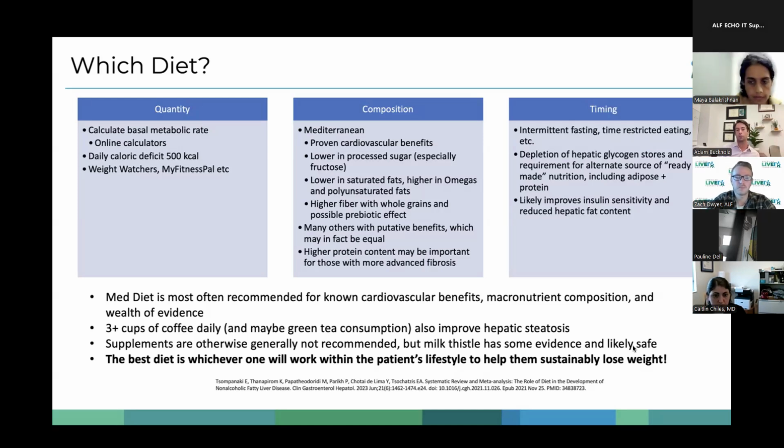Generally speaking, though, of course, whichever diet helps a patient sustainably lose weight is probably the right one. There's a lot of interest right now in, for example, intermittent fasting in treating patients with fatty liver disease. And there is a lot of evidence that it may be helpful. But in those with, for example, insulin-dependent diabetes, it may not be the appropriate dietary choice.